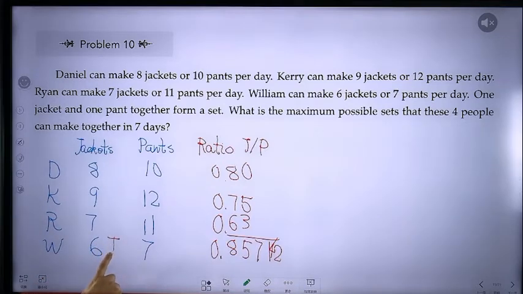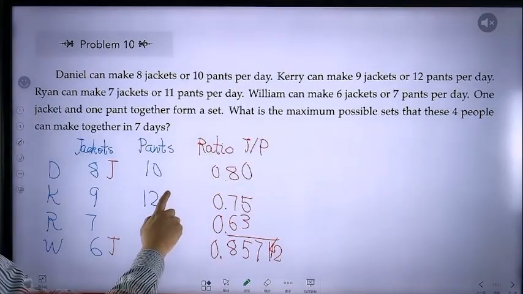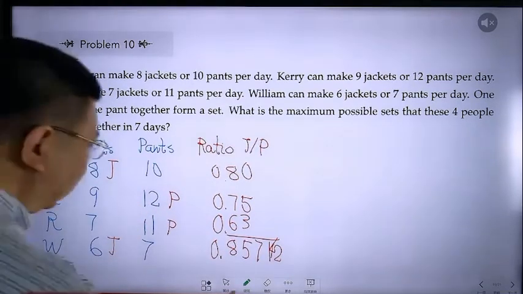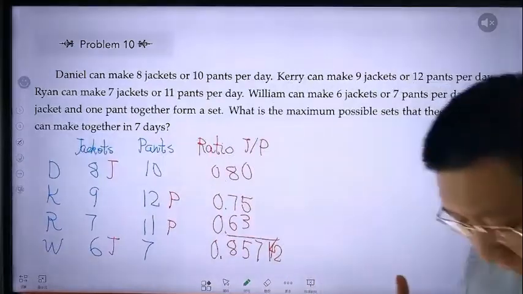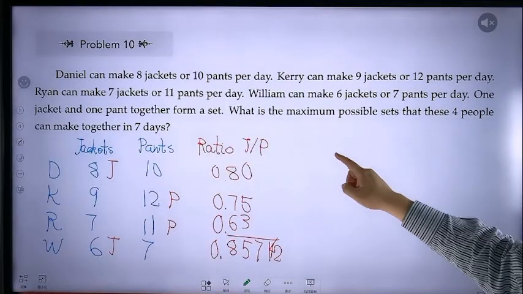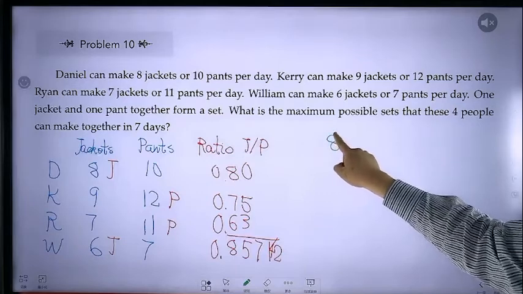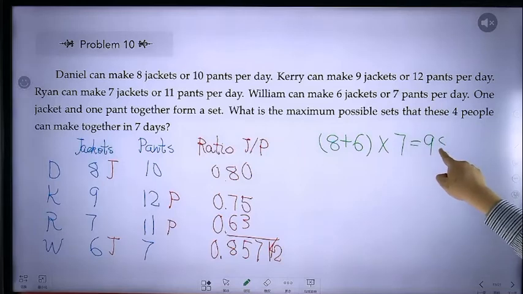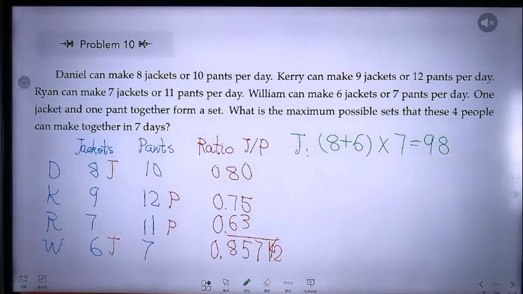The allocation would be: W definitely produces jackets, and the same for Daniel. And how many jackets can we produce? The ideal way would be to make the others produce pants. Then in this scenario, how many jackets can we have? It would be 8 plus 6 times 7, so that is 98. That would be the number of jackets.